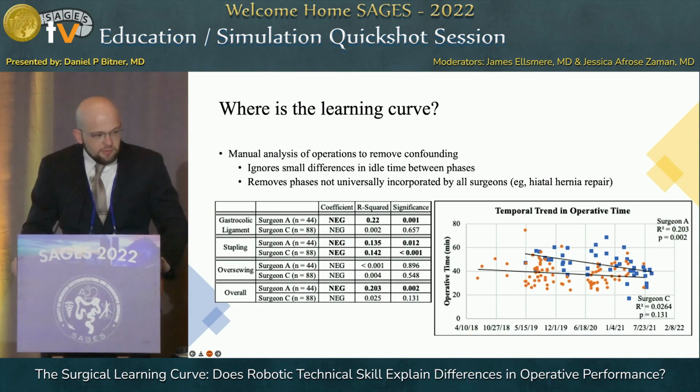So where is the learning curve that I mentioned? We thought that the learning curve as seen in operative time was confounded by phase variability, and some surgeons include hiatal hernia repair, some surgeons don't. So we manually segmented the videos for gastrocolic ligament dissection, stapling and oversewing, and found that comparing a novice surgeon A and a much more experienced surgeon, surgeon C, that there was indeed a learning curve here after controlling for that variability. And you can see that the novice surgeon tends to trend down towards where the more experienced surgeon is, and that reached statistical significance.